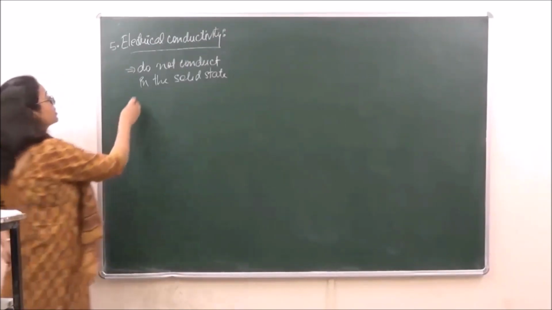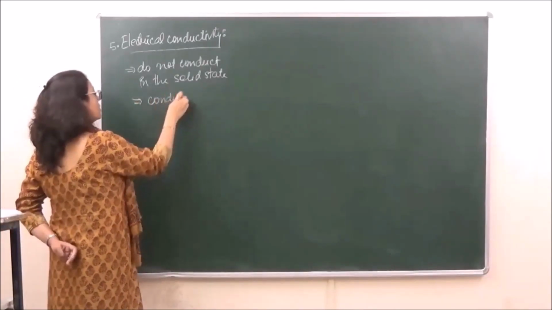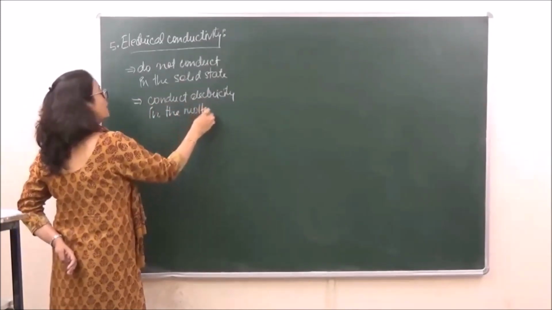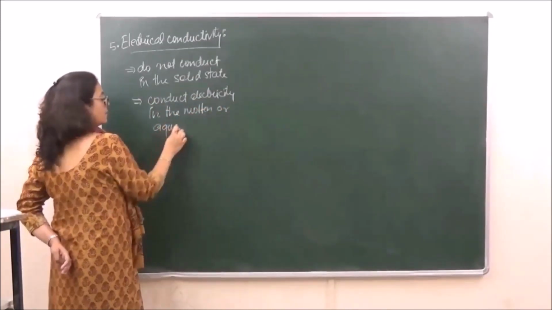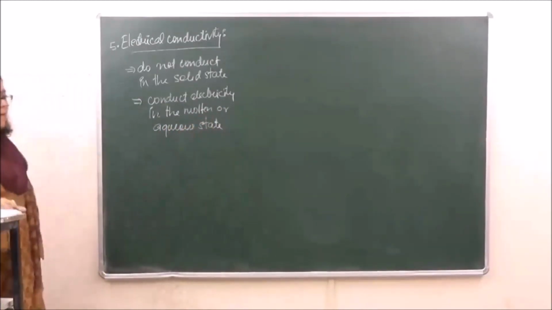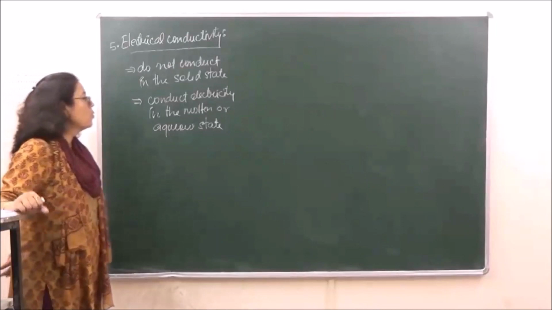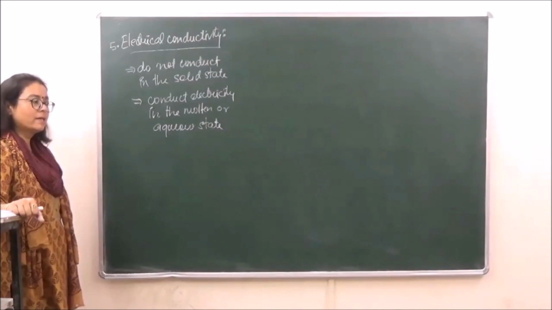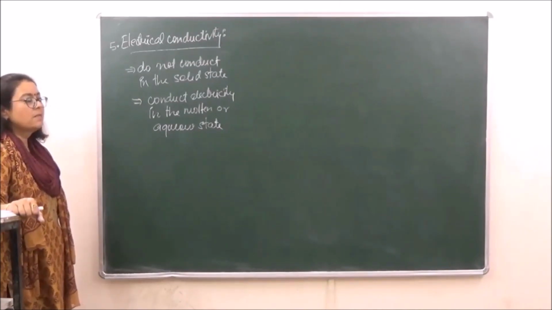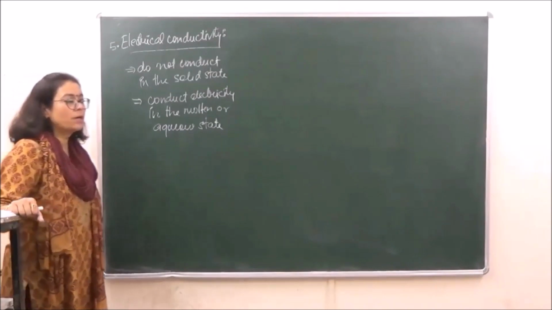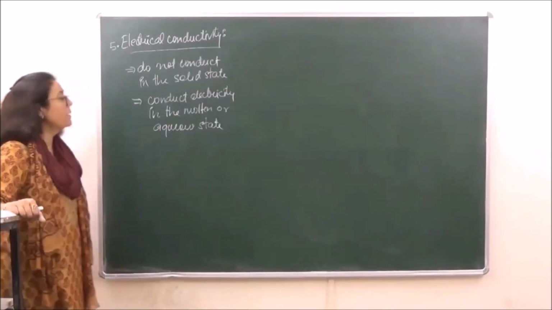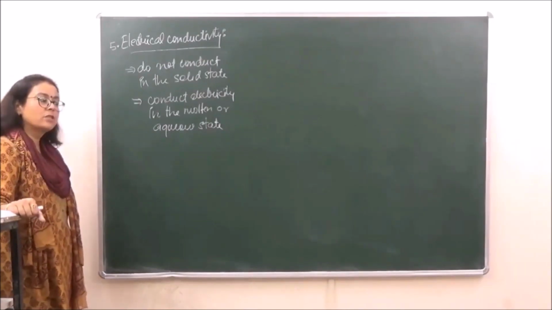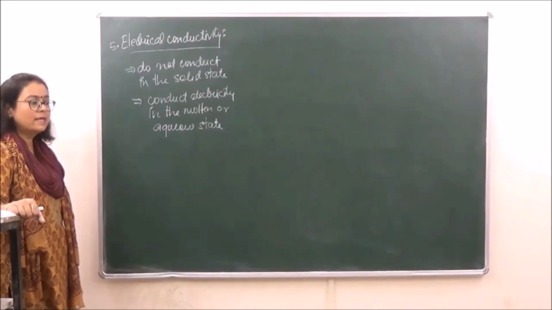But they conduct electricity in the molten or aqueous state. Why? When they are melted, the ions become free. Similarly, in the aqueous state, when we put it in water, water pulls apart the ions, they become free and can move about. As a result, they can conduct electricity, they become electric carriers. Okay? Understood?